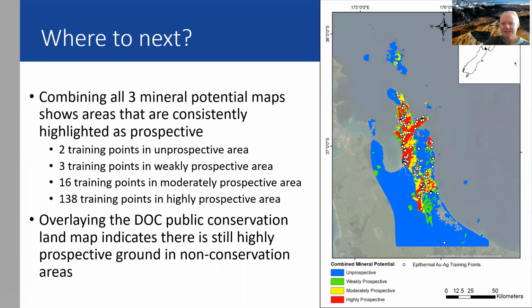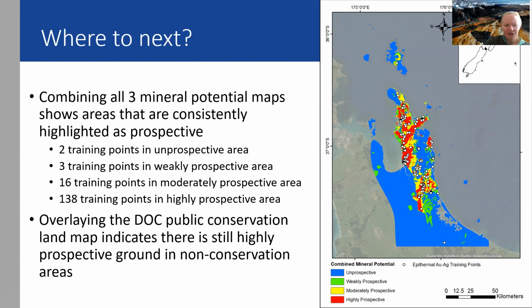So where to next? We looked at just straightforwardly combining the three mineral potential maps that were produced from the weights of evidence and the random forests to show areas that are consistently being highlighted as prospective. So on this map, the unprospective area is where none of the mineral potential maps were prospective. Weakly prospective, there was one. Moderately prospective, there were two. And highly prospective, all three of the mineral potential maps were prospective.